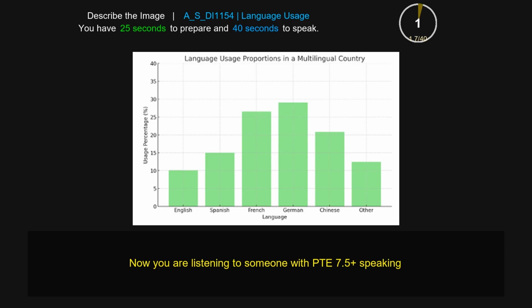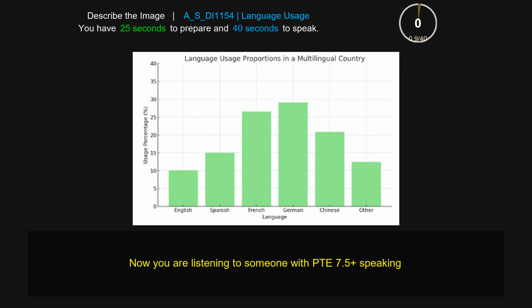The bar graph gives clear information about the language usage proportion in a multilingual country. Therefore, we can say that the x-axis mentions some percentages: 0, 5, 10, 15, 25, and the last one is 40. On the y-axis, the languages mentioned are English, Spanish, French, German, Chinese, and the last one is other. The highest value of the bar chart is German, which covers around 25%, and the lowest value is English, which covers around 10%. Finally, the bar chart mainly focuses on the language by the percentage.